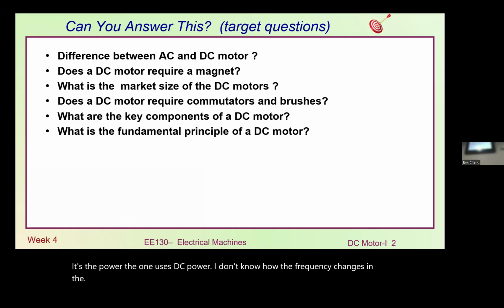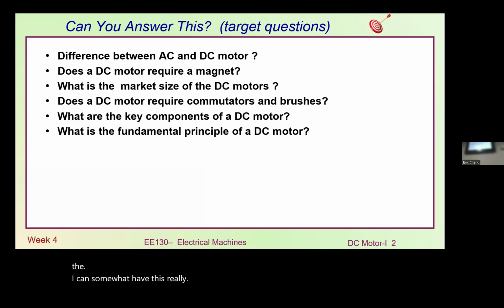I get some more. How about this one? Tell me. How AC? What is AC changing?